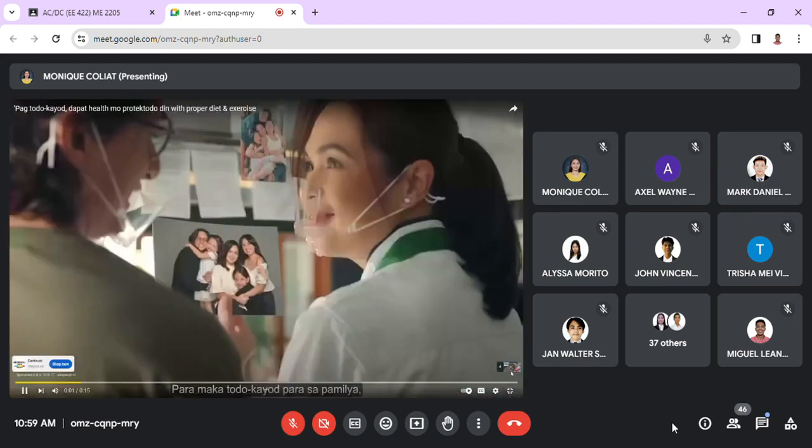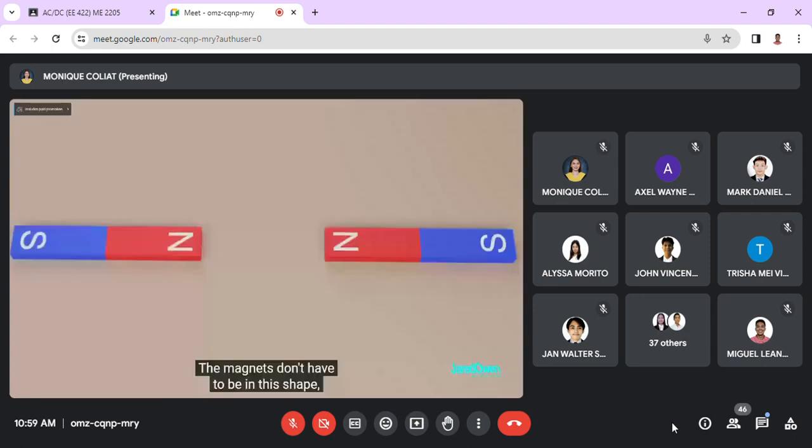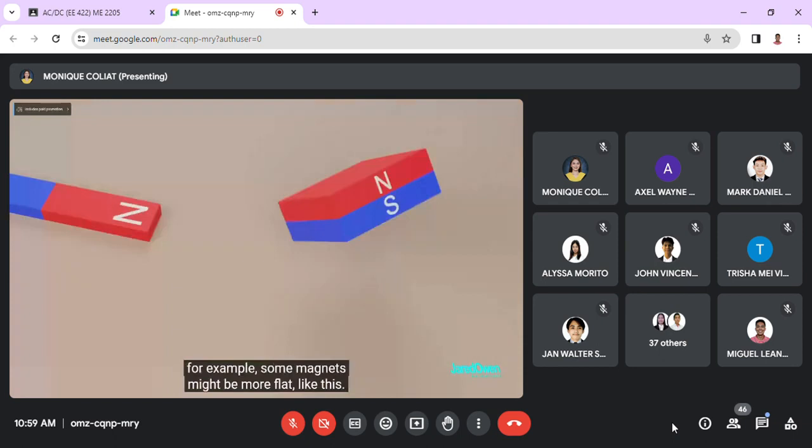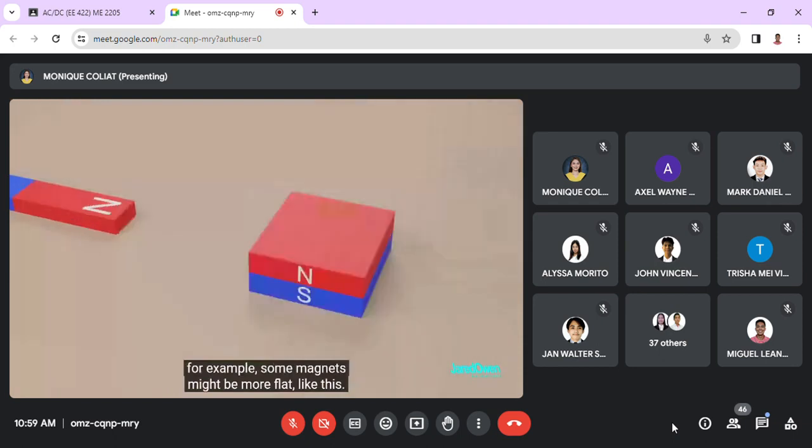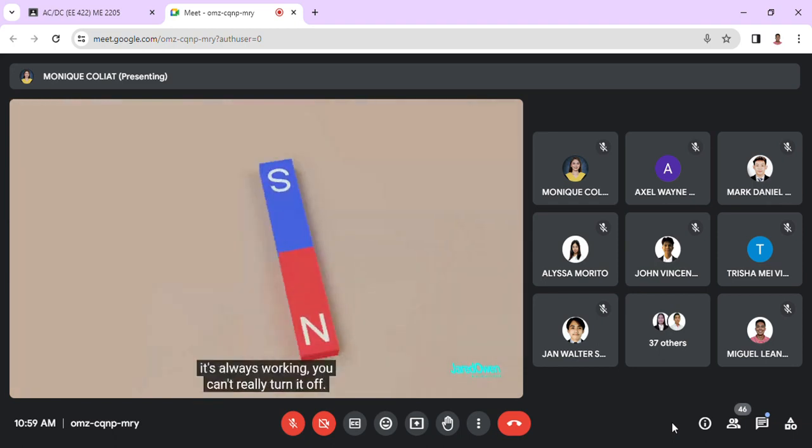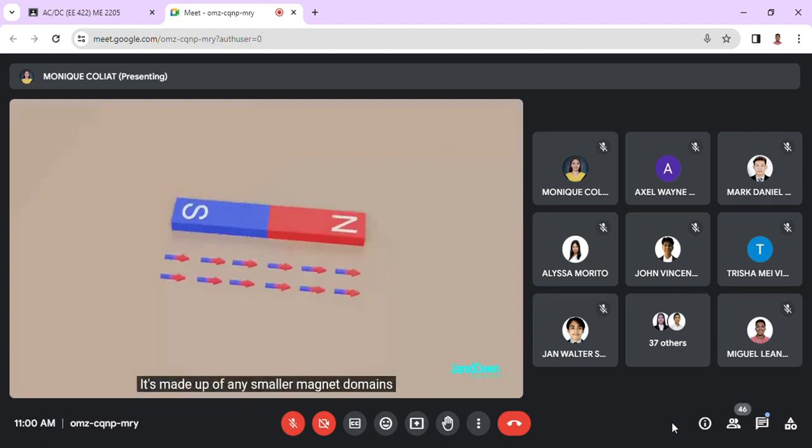If you bring another magnet towards it, opposite poles attract, and the same poles repel. Magnets don't have to be in this shape. For example, some magnets might be more flat like this. You can think of this magnet as always on. It's always working. You can't really turn it off. That's why it's sometimes called a permanent magnet. It's made up of many smaller magnetic domains that are lined up in the same direction. But later, I'll show you a type of magnet where this is not always the case.